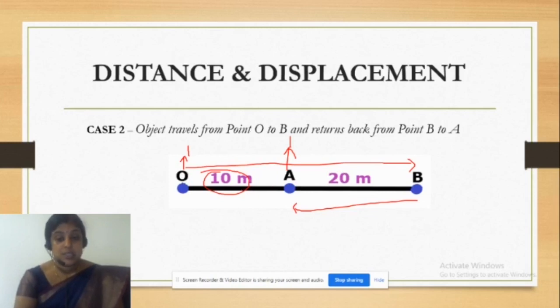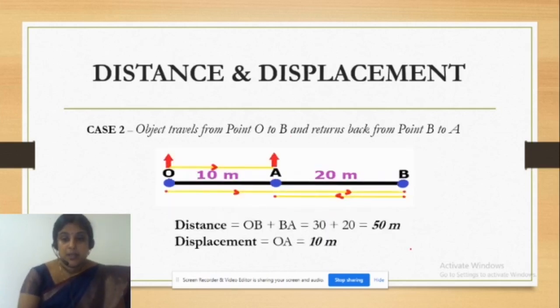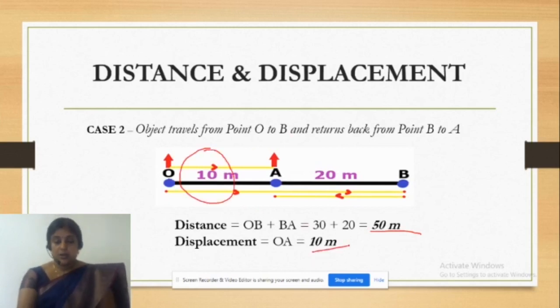What is the distance? Distance is OB plus BA, that is 30 plus 20, 50 meters, whereas displacement will be OA, which is equal to 10 meters. Is it clear, students?